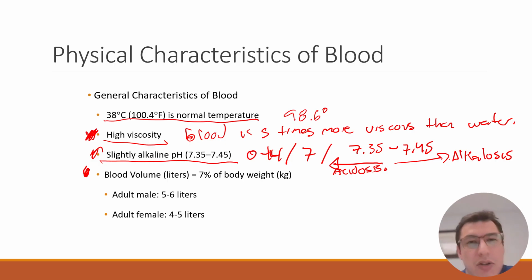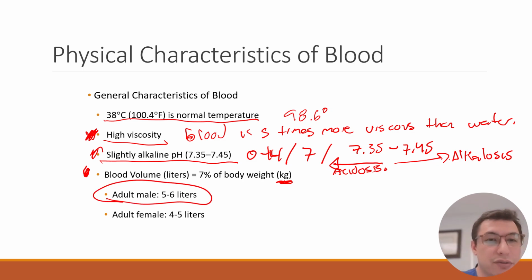Blood volume. Another key concept to remember is that about 7% of your body weight in kilograms is blood. So in males, it's about 5 to 6 liters, a little bit higher than females, and that is because males on average are a little bit bigger than females.